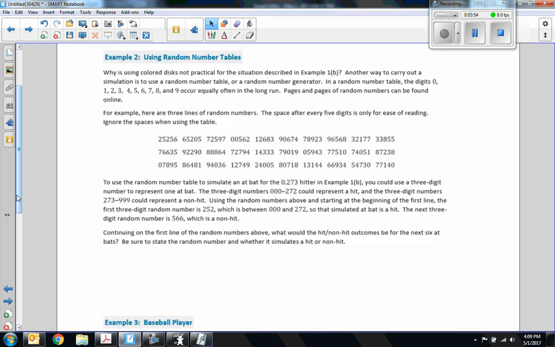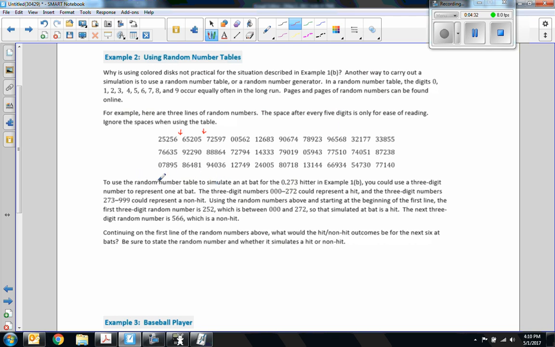All right, so another way to carry out a simulation is to use a random number table or a random number generator. In a random number table, the digits 0 through 9 occur equally often in the long run. Pages and pages of random numbers can be found online. For example, here are 3 lines of random numbers. The space after every 5 digits, right here in between each of these groups of 5, is going to be ignored. They're only there for ease of reading. Alrighty, so we're going to ignore those.